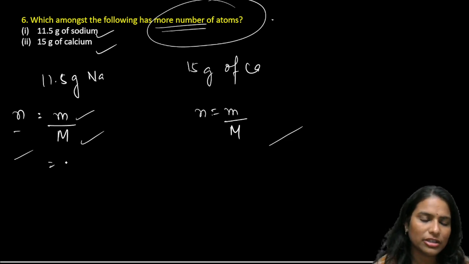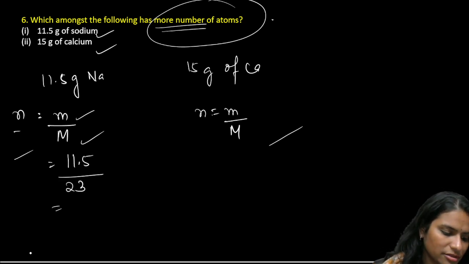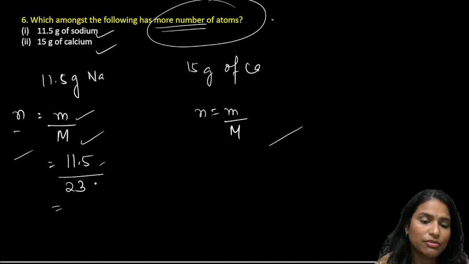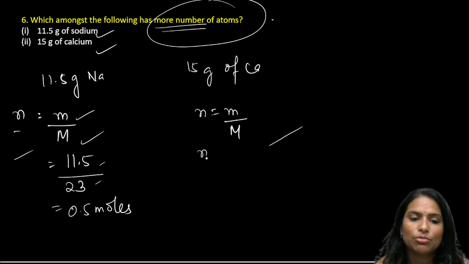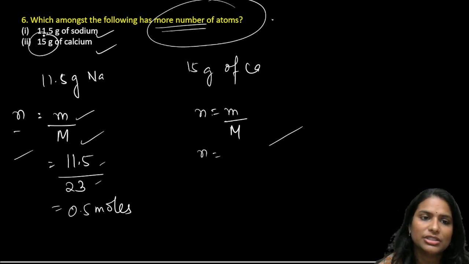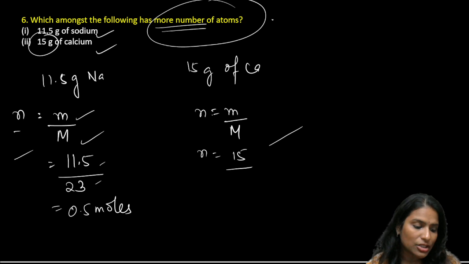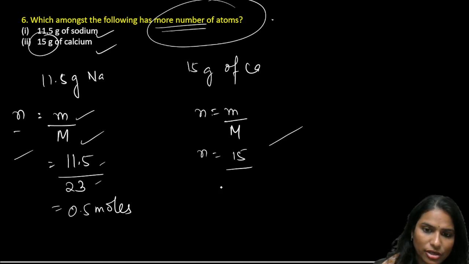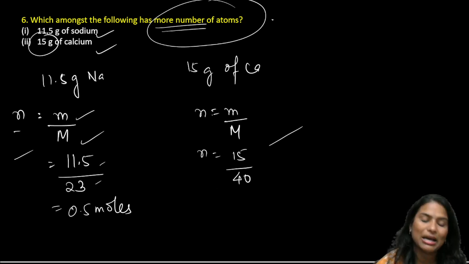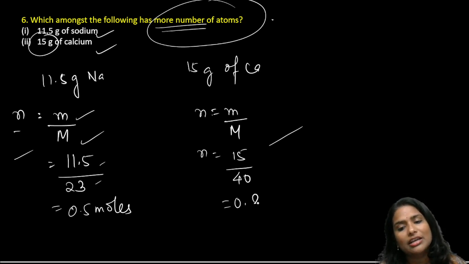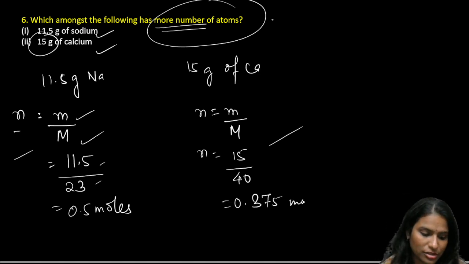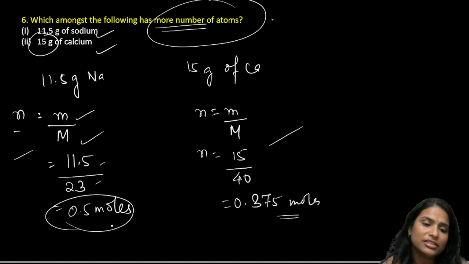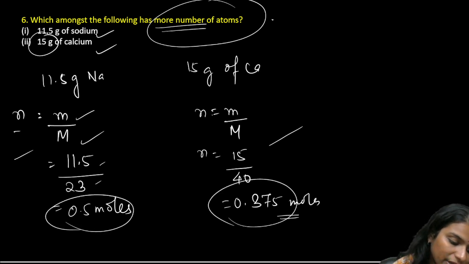So let us calculate for this. What will be the value? Mass is given as 11.5, and the molar mass of sodium, which we just discussed, is 23. Try to memorize these things, okay? So it will come to be 0.5 moles. Similarly here, small n equals small m upon capital M; how much is given? 15 grams, and the mass of calcium is 40. Atomic number is 20 and mass is 40. So if you calculate here, it will come to be 0.375 moles.